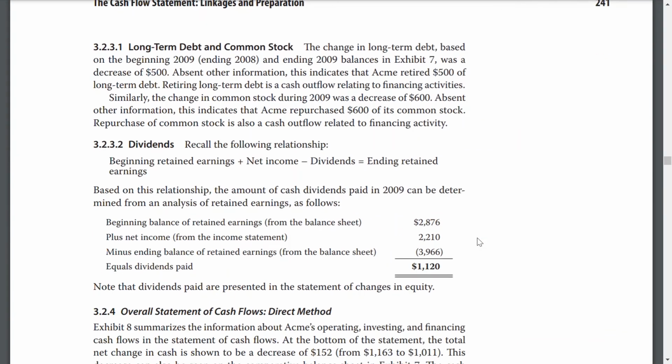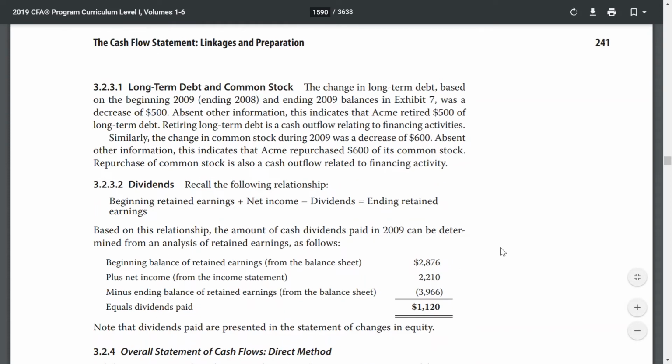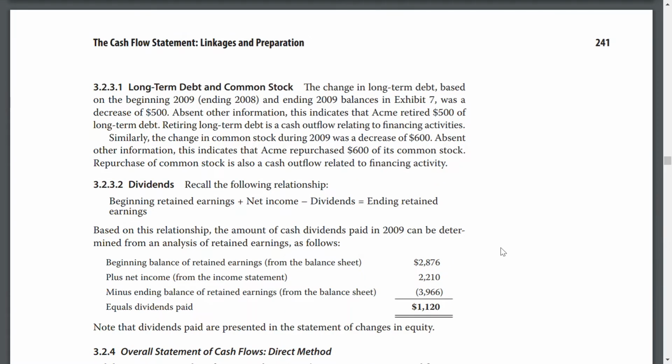Long-term debt and common stock. The change in long-term debt, based on the beginning of 2009 and end of 2009 balance in Exhibit 7, was a decrease of $500. Absent other information, this indicates that Acme retired $500 of long-term debt. Retiring long-term debt is a cash flow relating to financing activities.